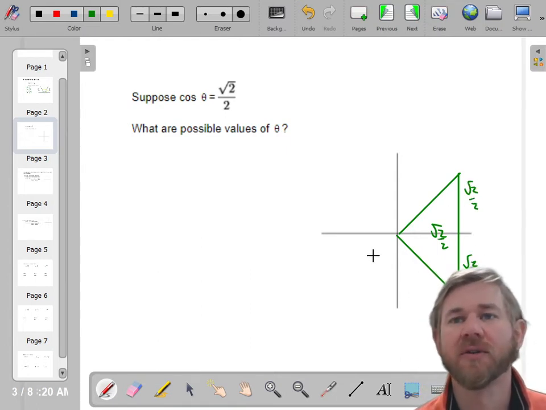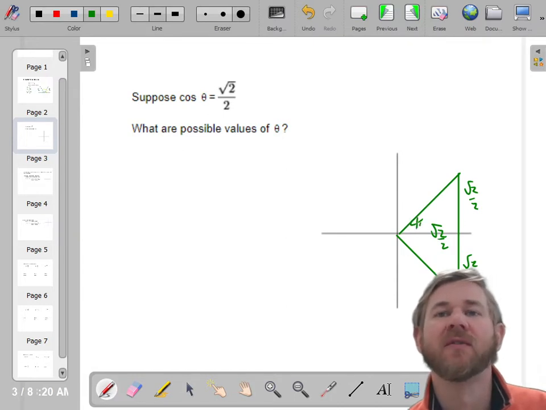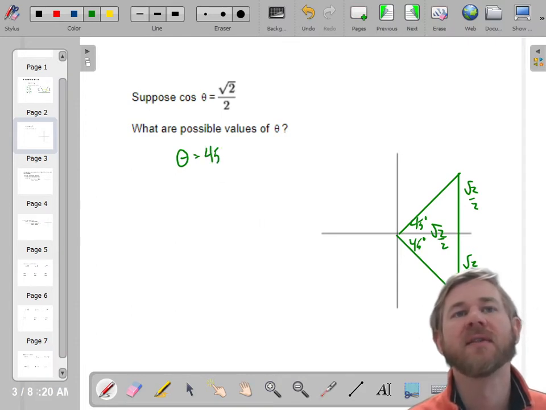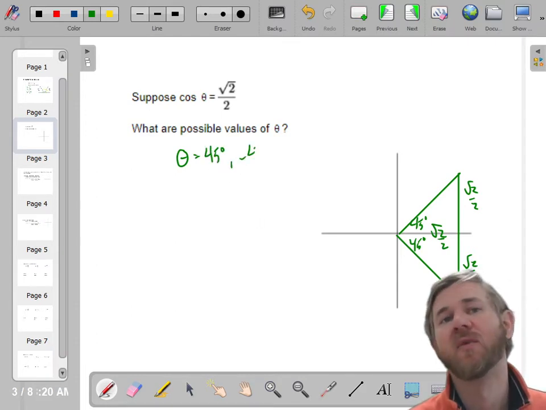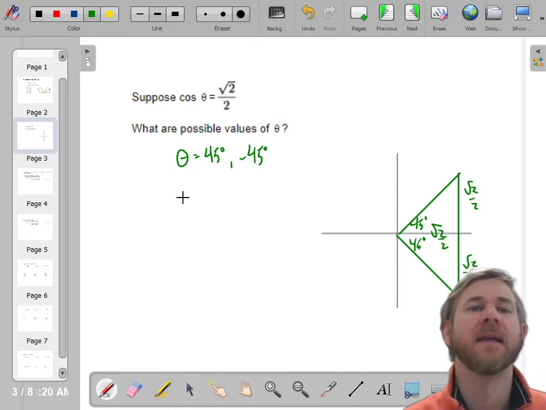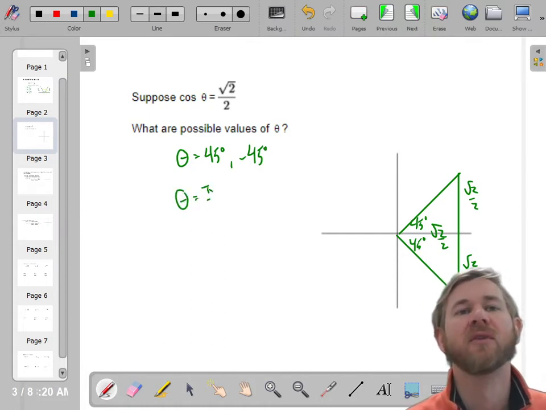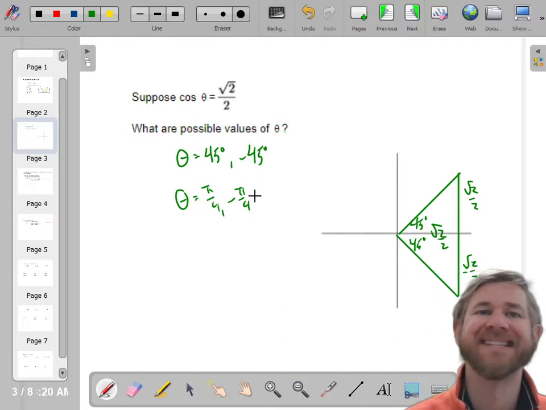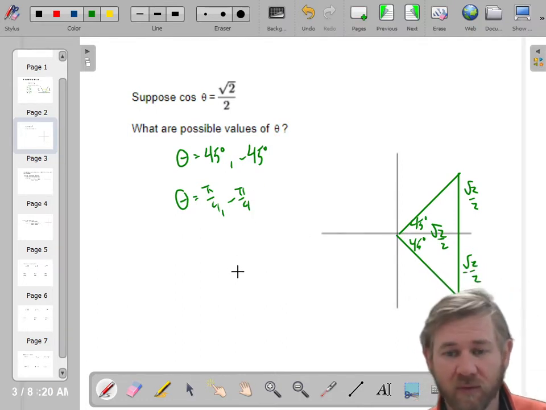It's negative in the fourth quadrant. This is a 45, 45, 90. So this is 45 degrees, and this is 45 degrees. So I'm going to say theta is either 45 degrees, or you could say negative 45 degrees. And in radians, that would be pi over 4 or negative pi over 4. You could also say 7 pi over 4. That's the same as negative pi over 4.